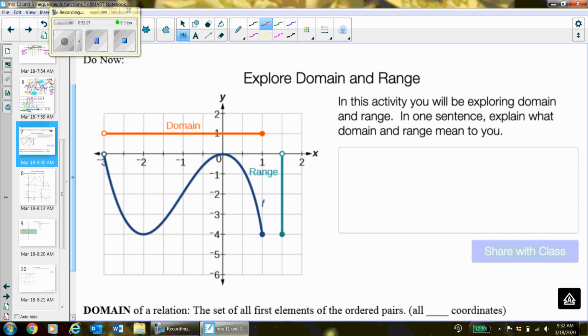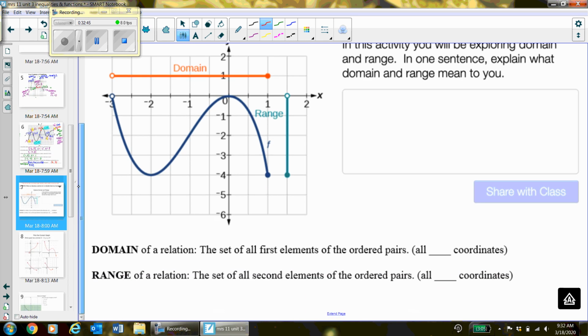Now if you took it upon yourself to answer this question first, hopefully your answer contains that domain deals with the x values of a function or of a graph, and the range deals with y values. Anything along those lines, you are spot on.